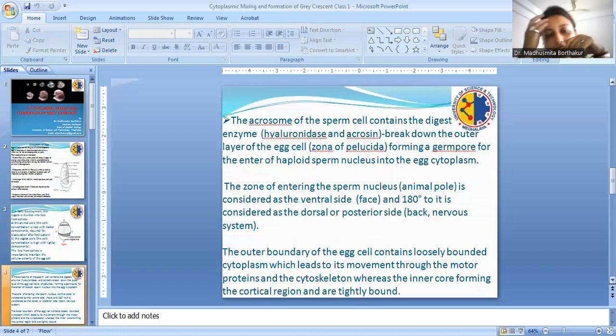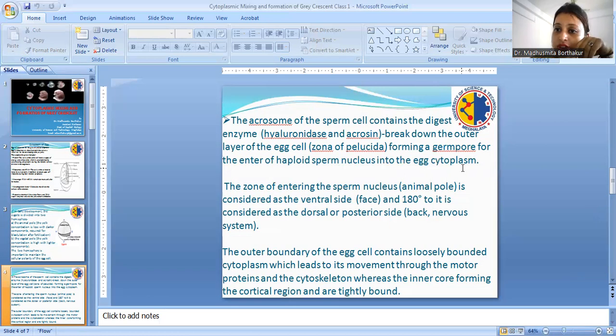Now, the acrosome of the sperm cell consists of a lytic enzyme, or you can say a digestive enzyme. What are the enzymes? Hyaluronidase and acrosin. The acrosome, the head part of the sperm cell, consists of lytic enzymes, hyaluronidase and acrosin, try to remember that, which break down the outer layer of the egg cell, the zona pellucida, forming a depression, a pore, a germ pore, for entry of the haploid sperm nucleus into the egg cytoplasm.